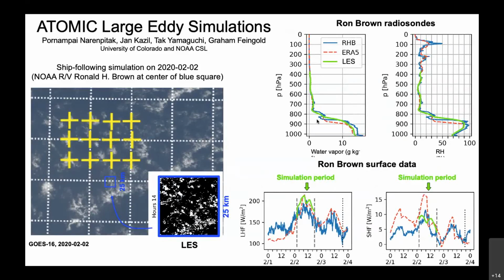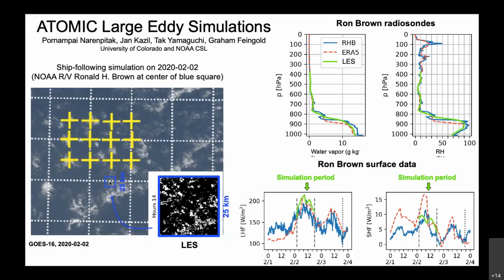This project is led by Jan Kazil and his postdoc Ping Ping and their collaborators, using LES modeling in the atmosphere to look at the cloud state simulated by this LES model compared to what was measured by the Ron Brown and the state-of-the-art analysis called ERA5. What they are doing is very interesting because they have so-called Lagrangian LES simulations, so they can move this LES domain, in this case 25 by 25 kilometers, following the ship. They initialize the model with Ron Brown data, radiosondes in the free troposphere, and large-scale circulation forcing from ERA5, and then make a continuous comparison with ship measurements along the track.